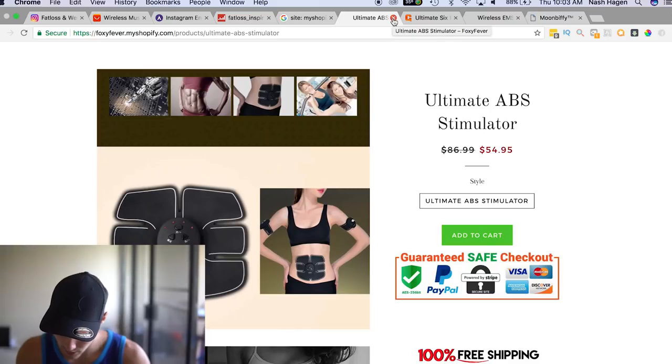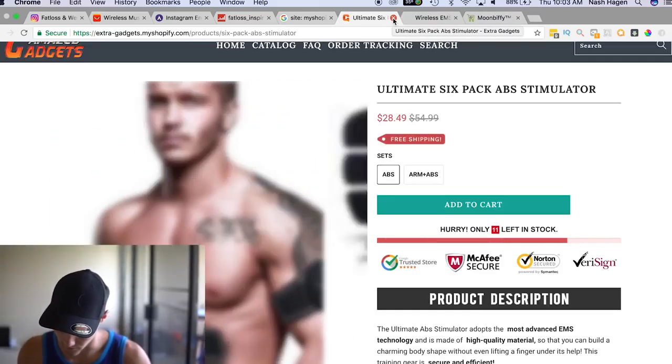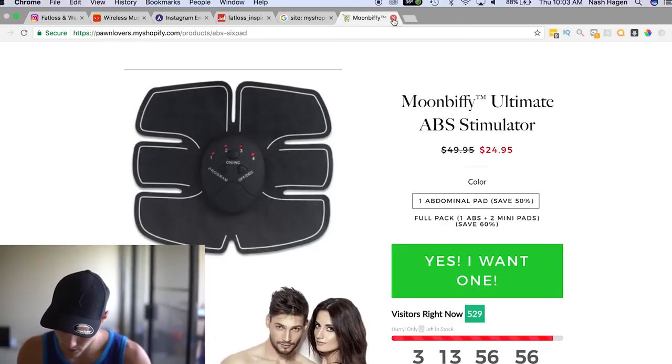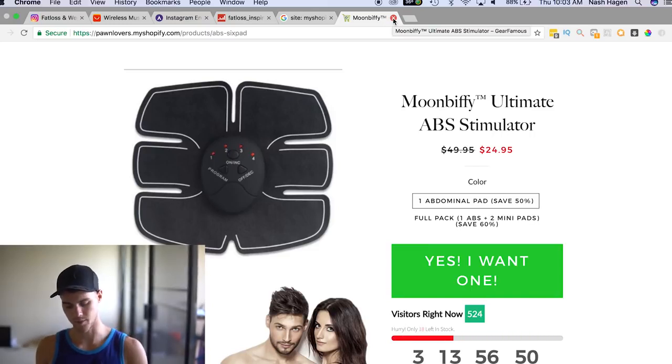35, 54. These guys are selling for a lot. Okay, 28, 49. So 50 again. And let's see, the last one is 24. So it seems like the general vibe is around $30 to $35 that we should be spending. Some people are selling on the high end, not sure if they're actually selling those.